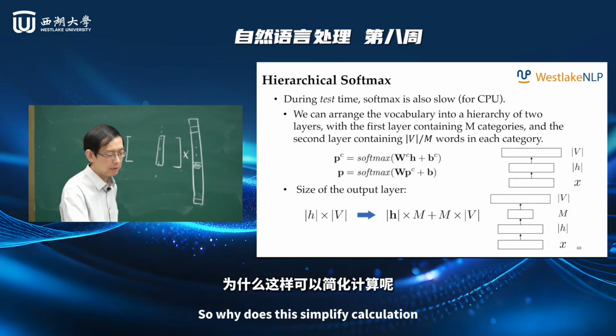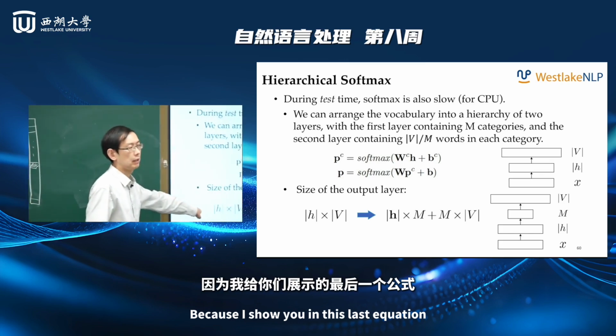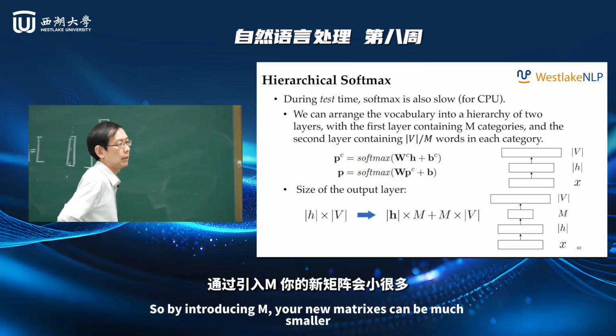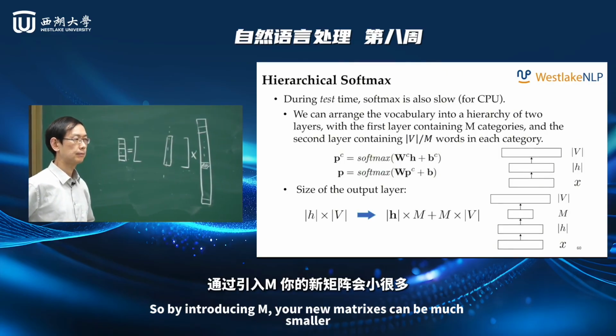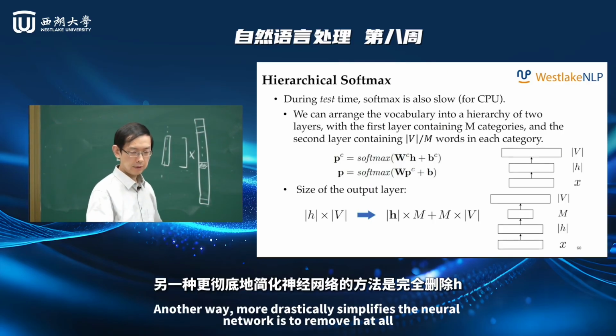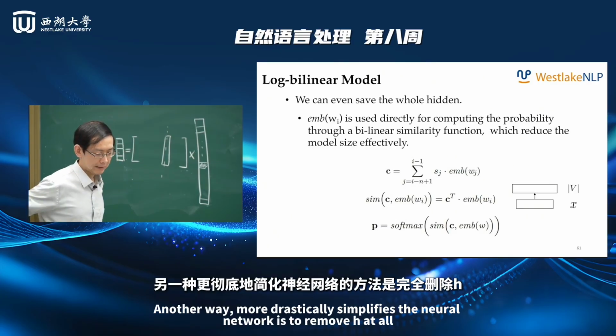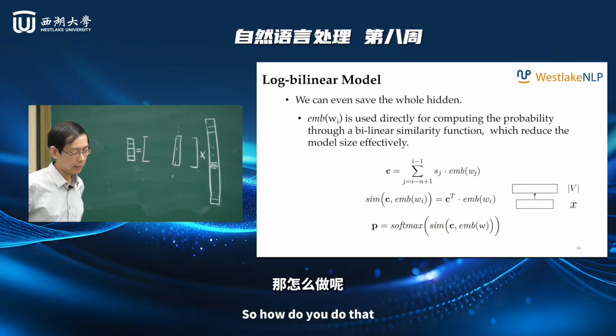So why does it simplify calculation? Because I show you in this last equation, right? So by introducing M, your new matrices can be much smaller. Another way, more drastically simplifying the neural network, is to remove H at all. Okay? So how do you do that?